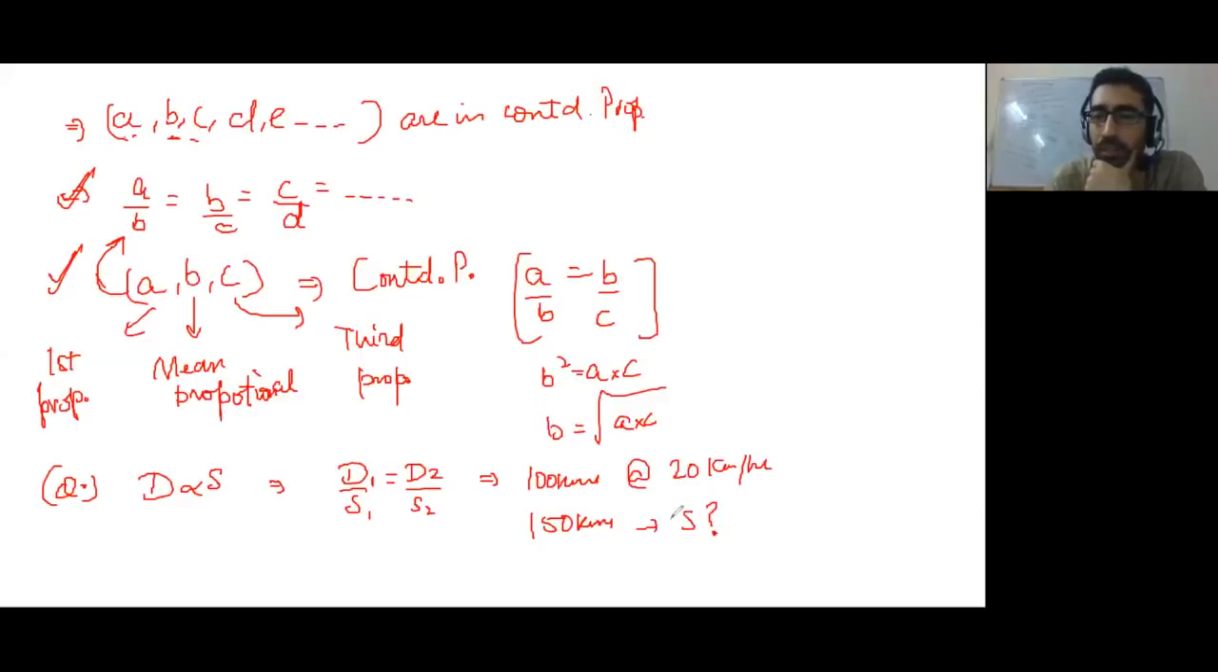in the second scenario? So here, if I'm traveling for the same amount of time, or if the question says distance is directly proportional to speed, that's all it says, then you can say for sure 100 by 20, this ratio in instance 1 must be equal to 150 by S. Yeah, 30 km per hour, of course. S comes out to be 30.